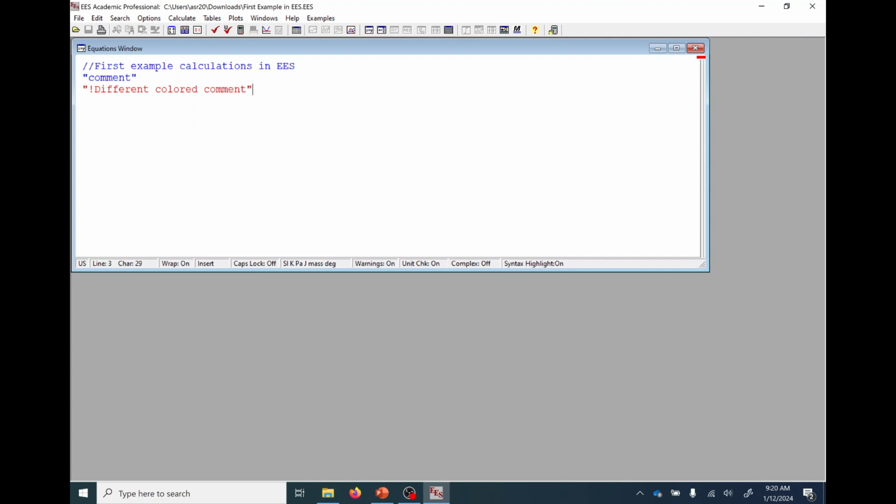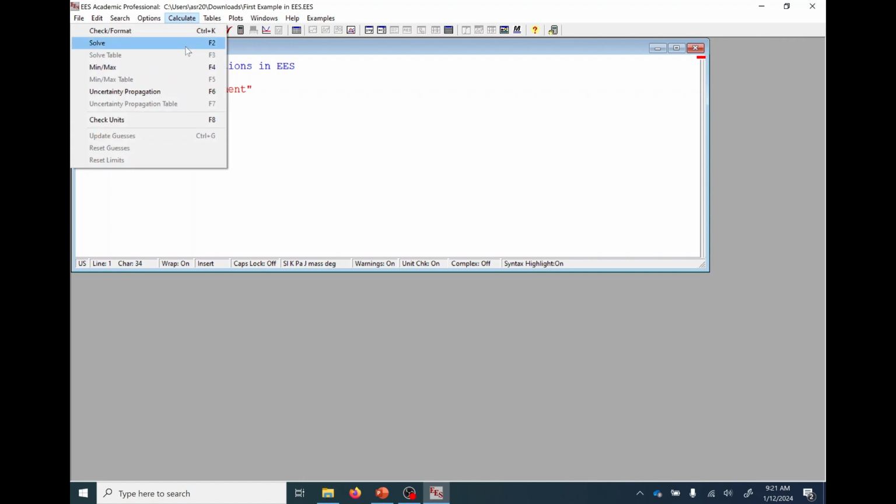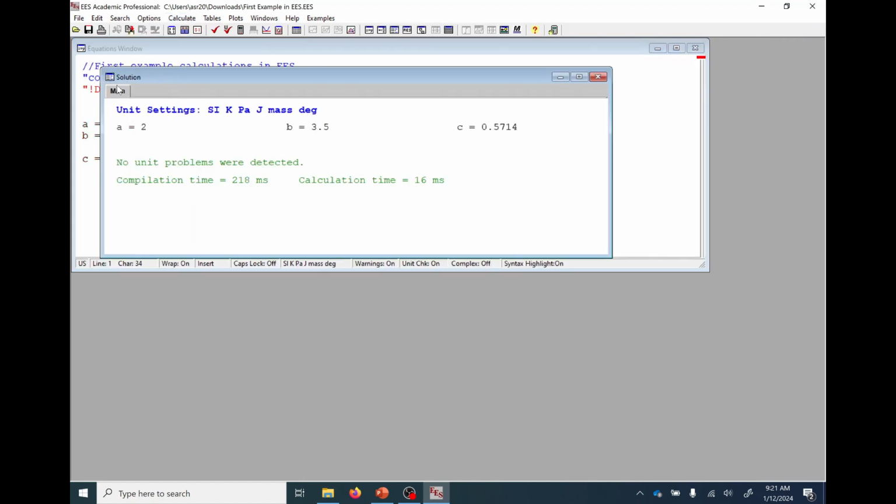Let's actually get into some calculations. I can set up some equations and start making some variables. Let's say A is equal to 2, B is equal to 3.5, and I can calculate C is equal to A divided by B as an example. To run this program, I can go to Calculate and Solve, and I'll get my solution window come up with all my different variables. Right now these are all dimensionless, so there are no unit problems detected. So far this looks pretty familiar to how you would write your program in any other language.